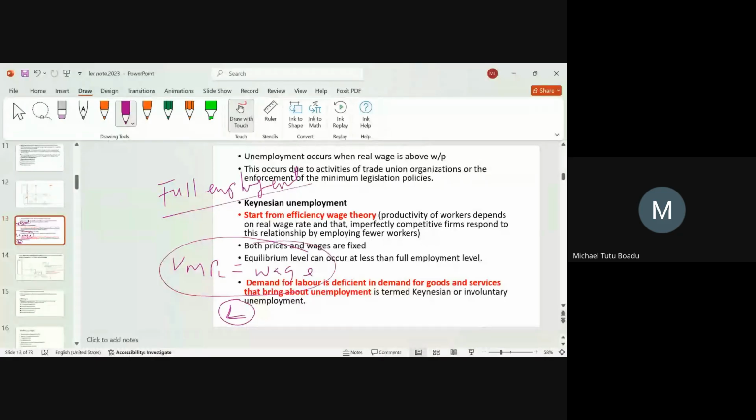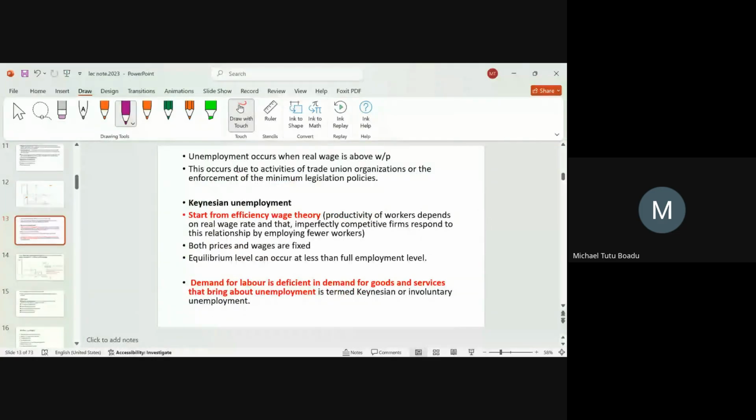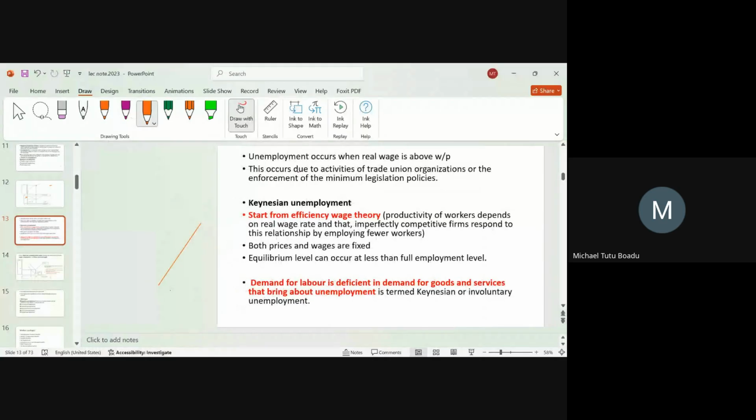If you hire beyond this L, you are going to overemploy, and that will cause a fall in your returns. If you also hire less than this L, which is unemployment, you are going to also get less. So the curve is a quadratic curve. It's a curve that goes like this, goes like this, and comes this way.